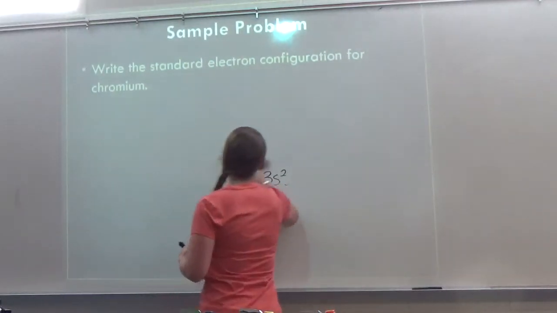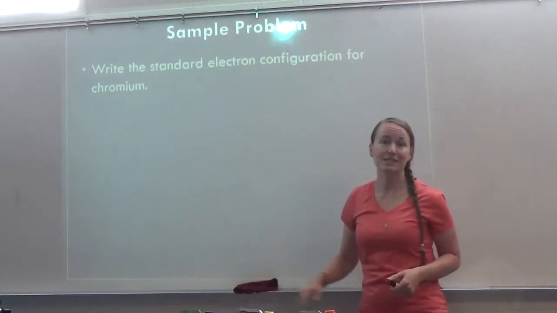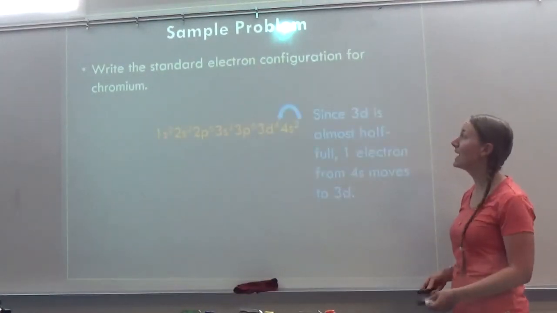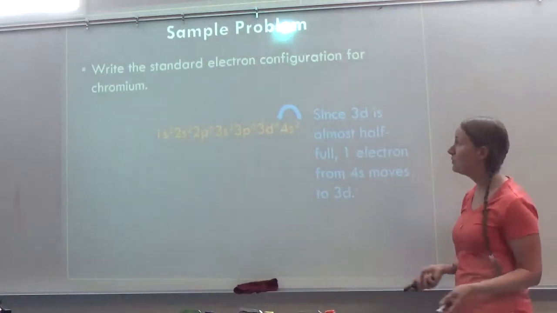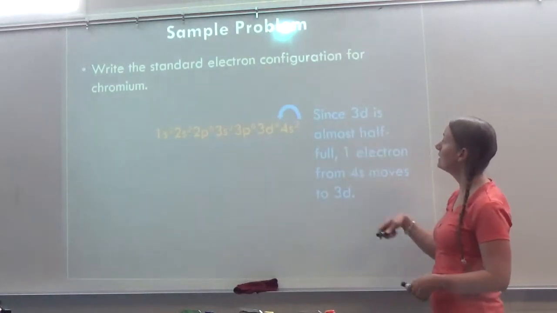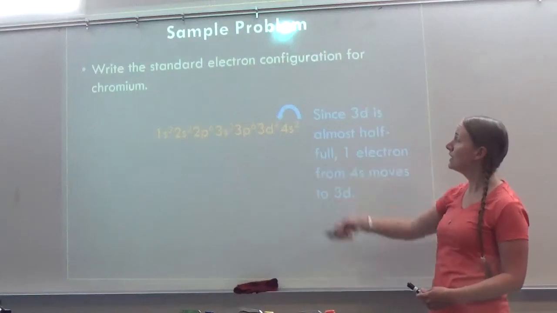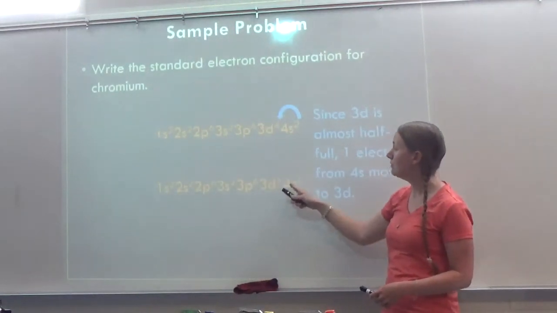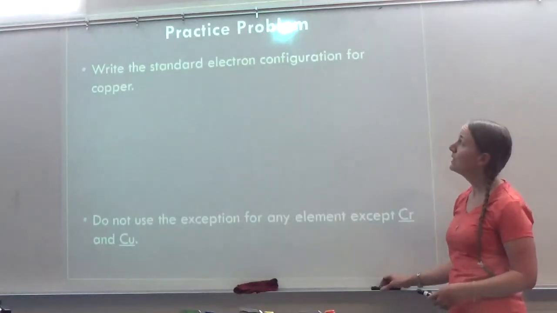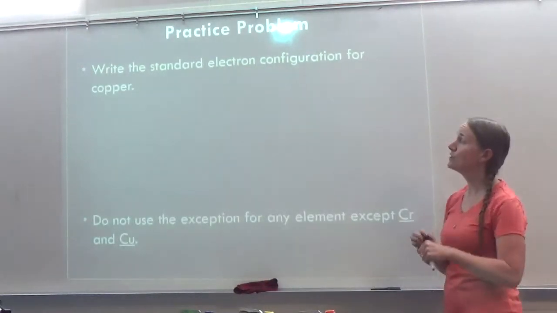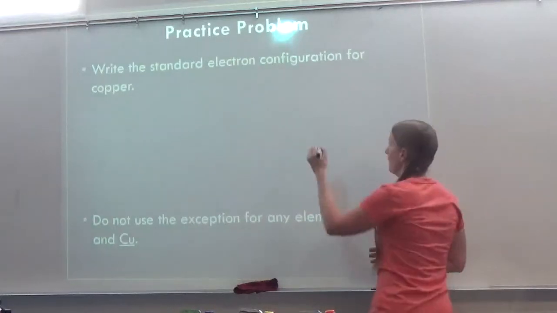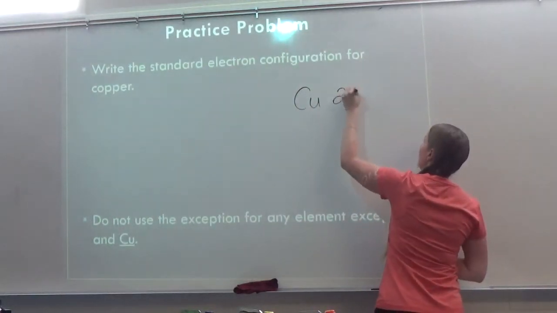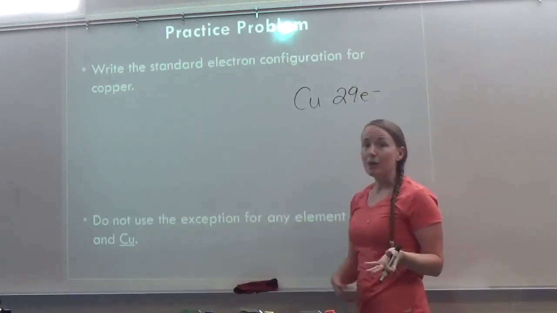The other exception that I want you to know is copper, which is Cu. Remember, there are more exceptions than these 2, but these are the only 2 times that I wanted you to show me you know the exception. Okay, so again, since 3d is almost half full, 1 electron from 4s moves to 3d, and then of course we have 3d before 4s in our final answer. So it says write the standard electron configuration for copper. Something very similar happens. So copper is Cu. It has 29 electrons.